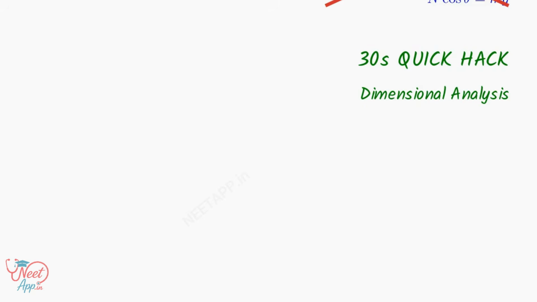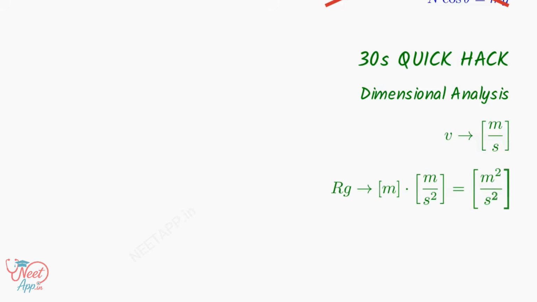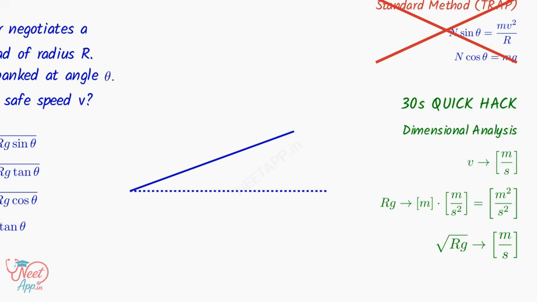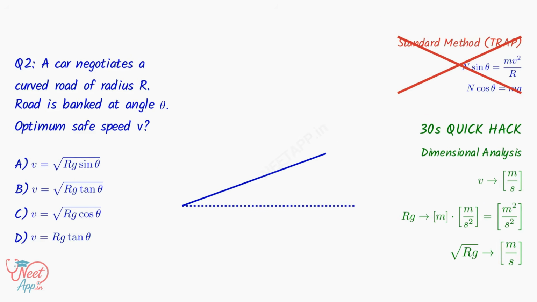Here is the 30-second shortcut, dimensional analysis elimination. Do not solve the physics, just check the units. The unit of speed is meters per second. Now look at the variables r into g. Radius r is in meters and gravity g is in meters per second squared. Multiply them and you get meters squared per second squared. To get speed, you must have a square root. Look at option D on the left. It has no square root, so the units are completely wrong.